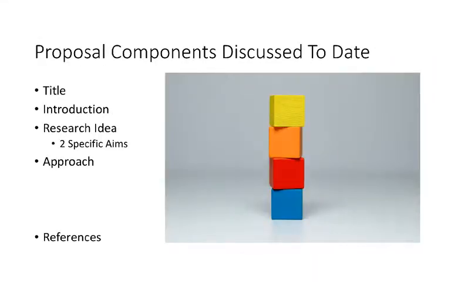Just to recap and think about where we are and how far we've come, in our first proposal you included a title, introduction, research idea, and two specific aims, along with references. Now we're fleshing out the rest of that proposal. What we're doing here is adding in the approach section to provide details about how we're actually going to accomplish those aims. And then we'll keep building on that. Very shortly, we'll get to the point where you'll have all the information you need to write a full NSF GRFP research proposal.